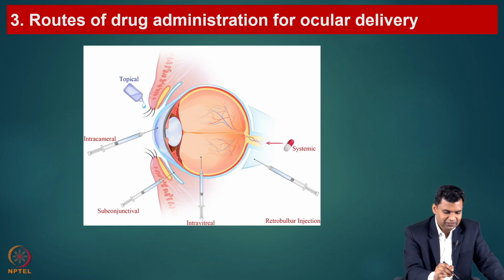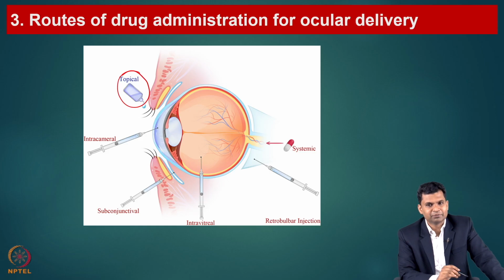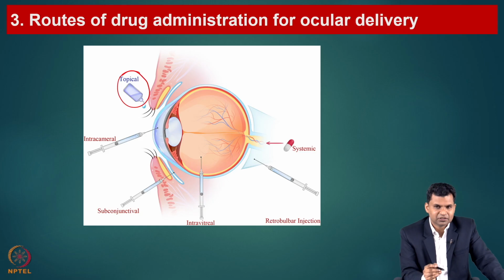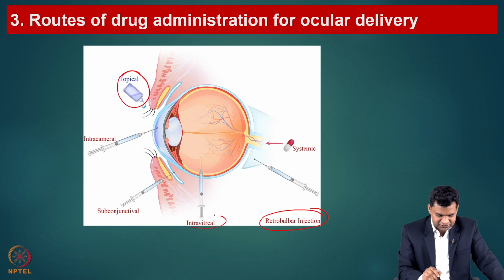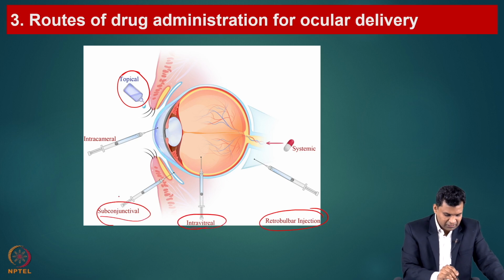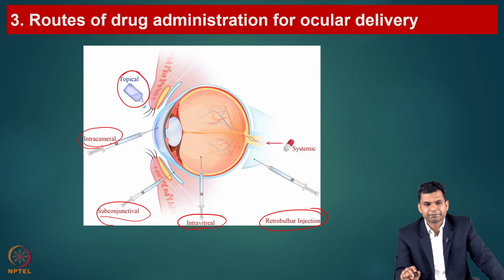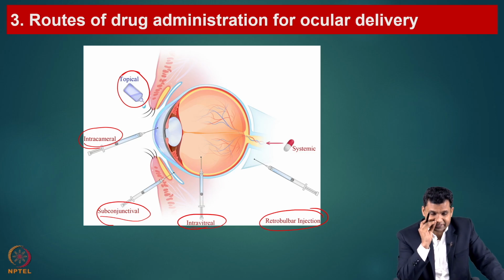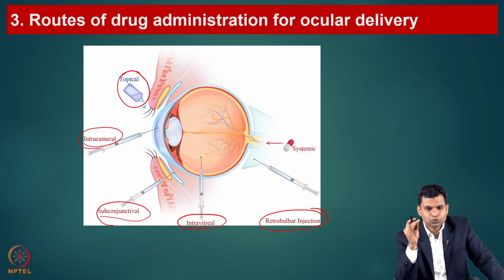Now, here we can see the formulations which come as topical eye drops. They may sometimes be suspensions, sometimes solutions. Here we can also give various types of injections, and these injections are very critical. This can lead to blood leakage from various structures of the eye. So, this is very critical, and we need a practitioner to give the medicines.